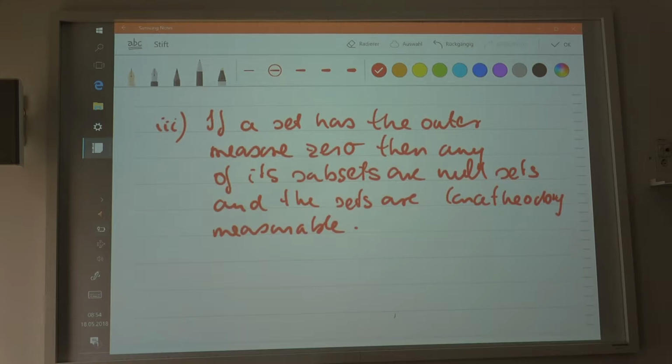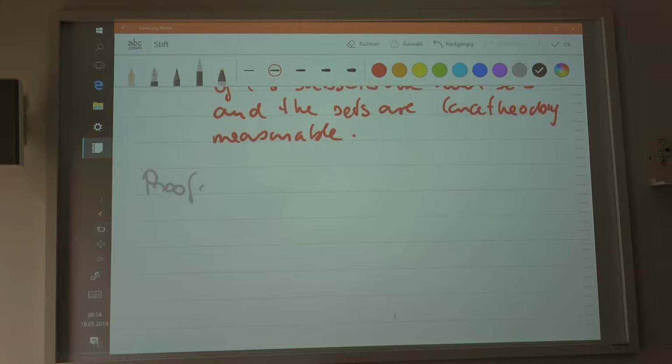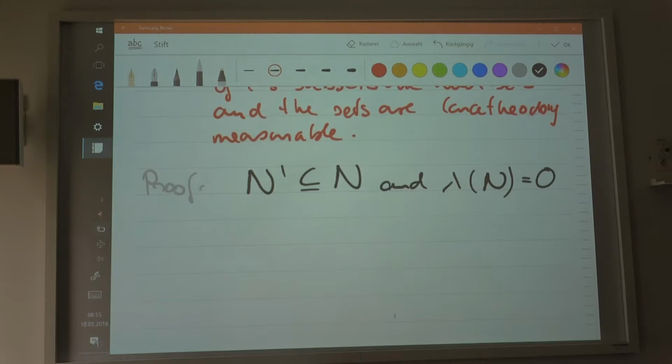Now, okay guys, so let's try to prove this. So that will be the proof. Basically what you do is this. Suppose that N prime is a subset of N, and that the outer measure of N is equal to zero. Lambda is of course an outer measure, and the set N has the outer measure zero.